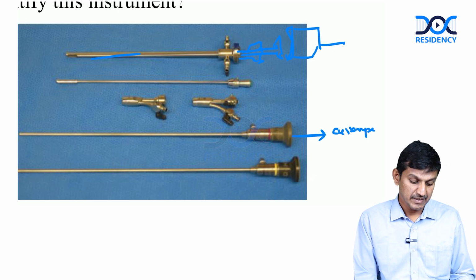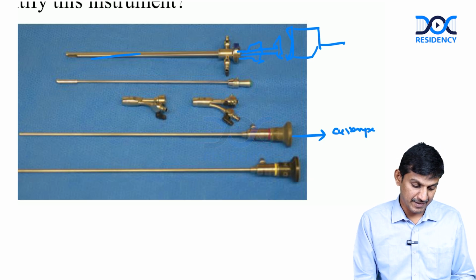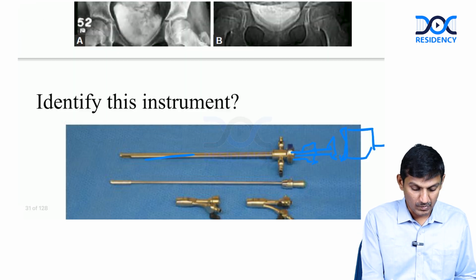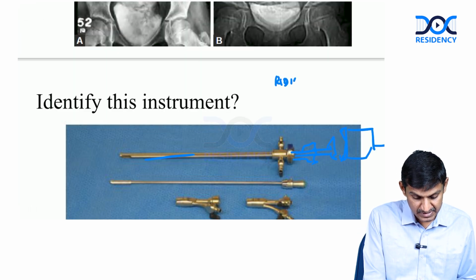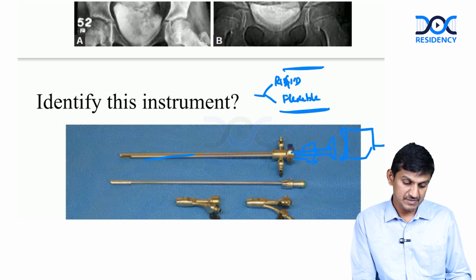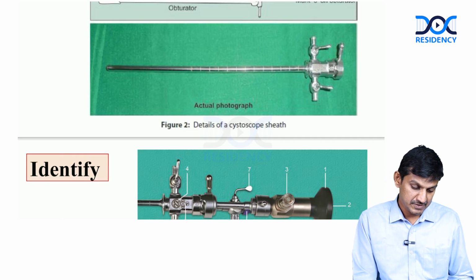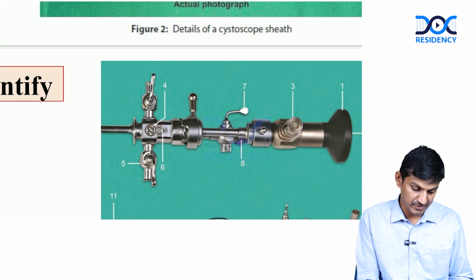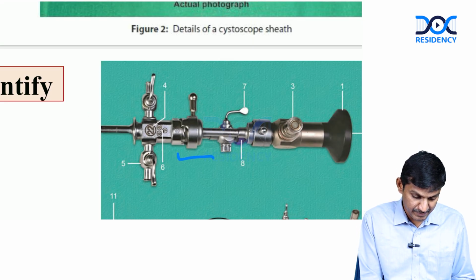This is usually used to visualize the bladder. So cystoscope can be of two types. One is rigid, which is this one, or the next one is a flexible cystoscope. Okay, rigid or flexible cystoscope. So this is an actual picture of a cystoscope sheath. Okay, so this is what I am trying to say. This is the cystoscope sheath, and this segment is a bridge.